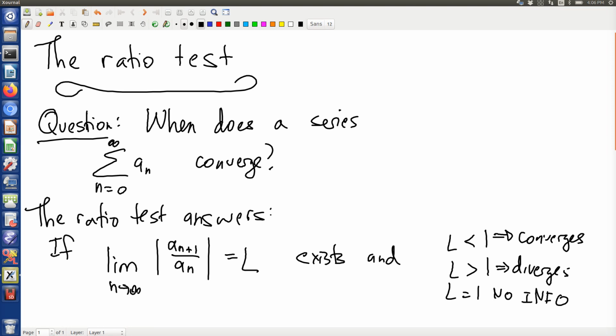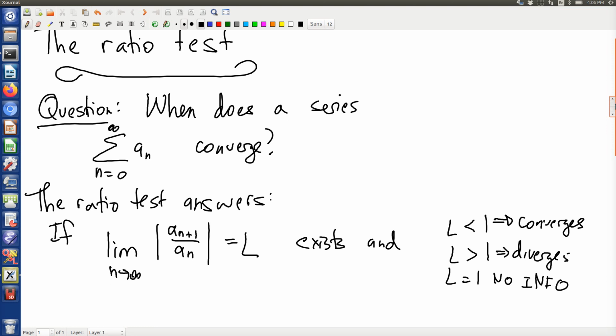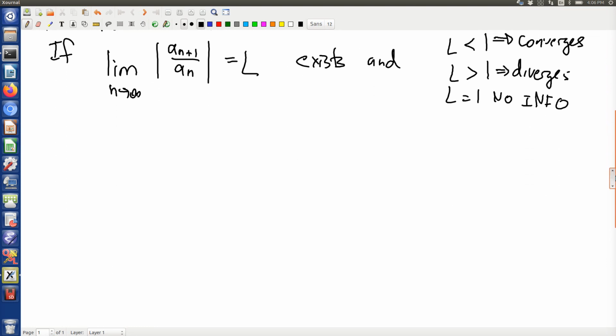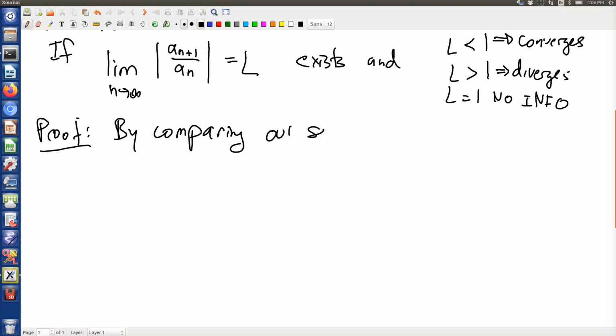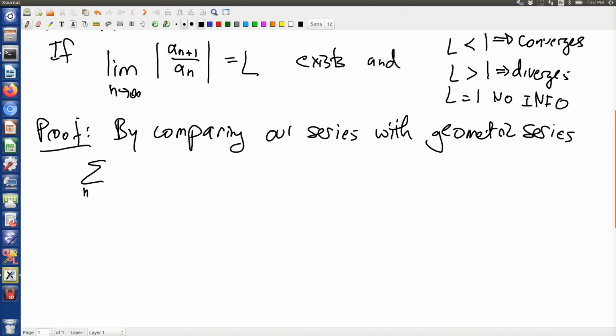Okay, so let's show that this actually works. And the way it works is by comparison with the geometric series. So the proof is by comparing our series with a geometric series. And the geometric series is one of this form, and the thing that we know about it is it looks actually very similar.